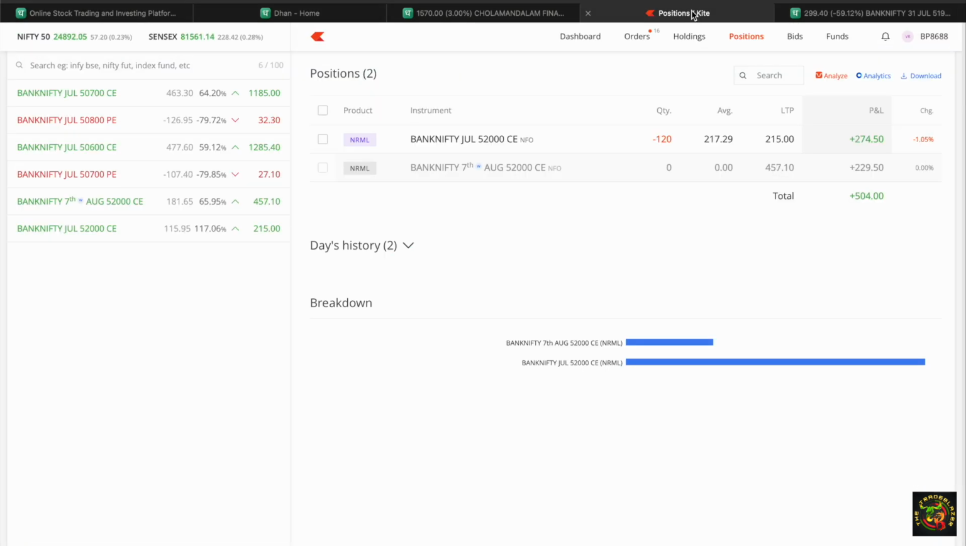That took away my SL in the PE buy position in Dhan, and the CE sold position is still running in Zerodha. So I accidentally sold the next week expiry, but then I switched back to the current expiry. Now let's see how these positions go on from here.